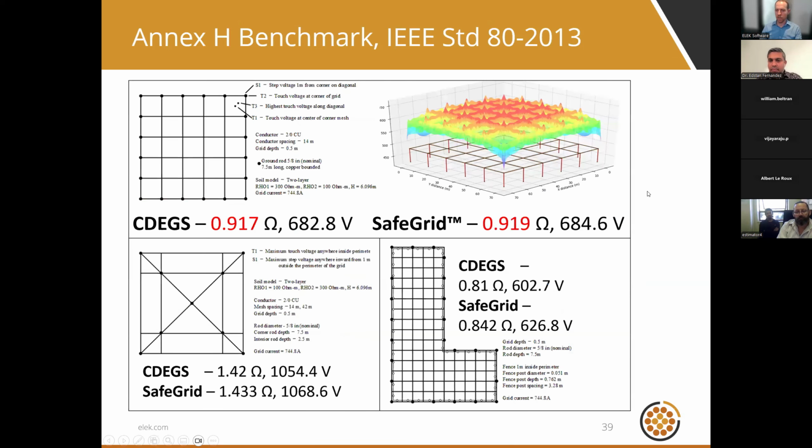If you are using a software system, I simply added this slide that it must be a good software system. It should be benchmarked. IEEE Standard 80 includes benchmarking. We have benchmarked our software significantly against others, and we have very reliable, accurate results.